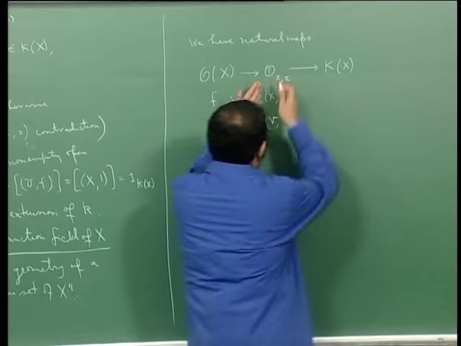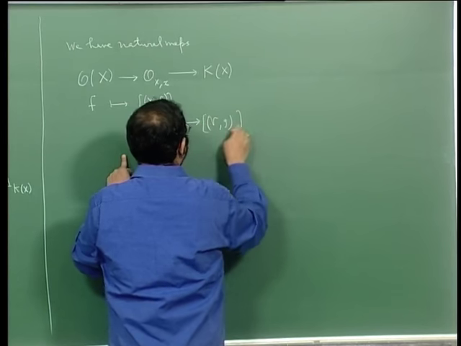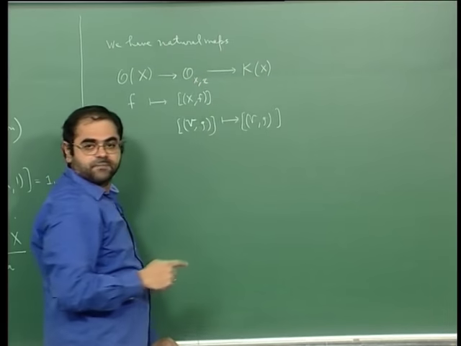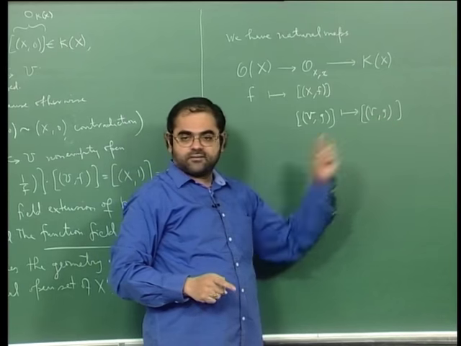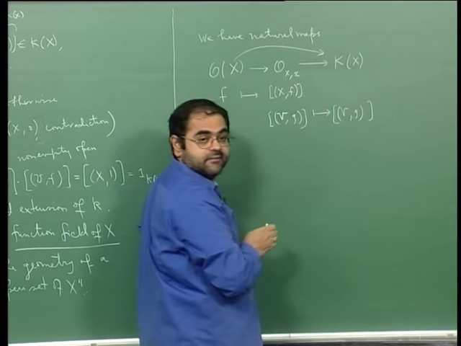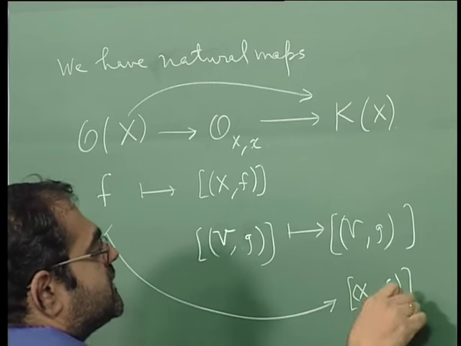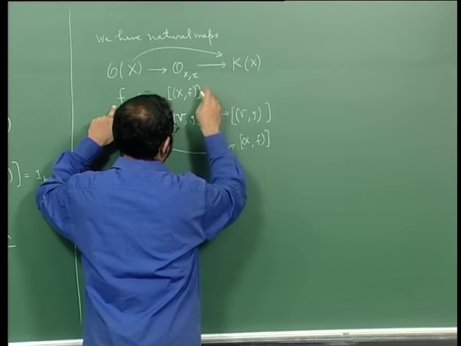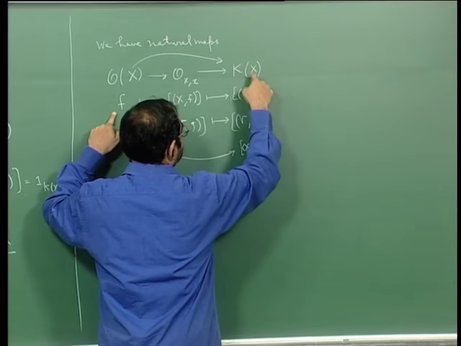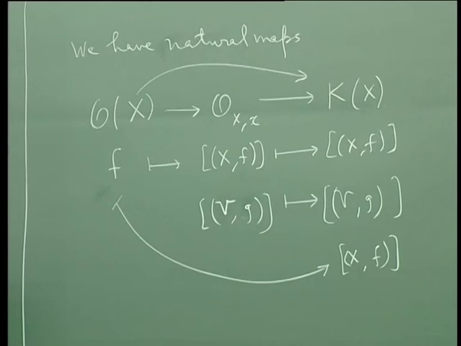Now, anything here I can further send to the same thing here. Mind you, I'm using the same notation, but this equivalence is the equivalence in the local ring, and this is the equivalence in the function field. I'm using the same square bracket. Now, there is also a map which goes directly all the way to (X, f), which is just the composition of these two maps. Again, this square bracket is the equivalence class here, and this square bracket is the equivalence class here. So I have maps like this.